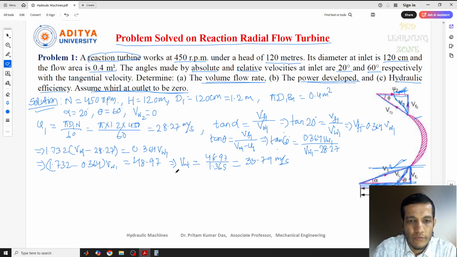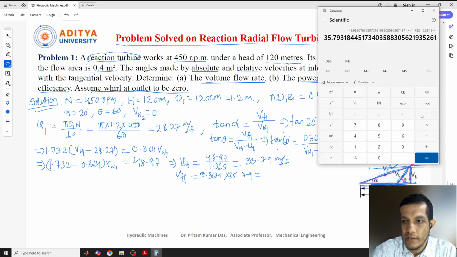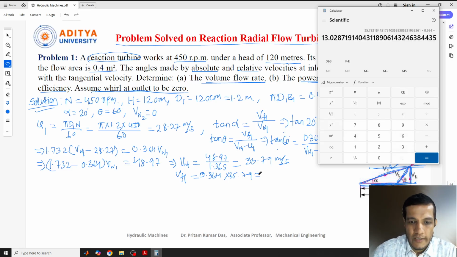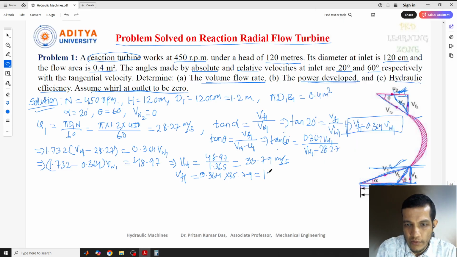Now I can find out the value of VF1, because we already got this equation here. So VF1 equal to 0.364 into 35.79. Multiplying this, 0.364 times 35.79, we get 13.027. So this is 13.027 meter per second. These are the basic data we require to calculate volume flow rate, work done, power developed, and hydraulic efficiency. So let's find out one by one now.